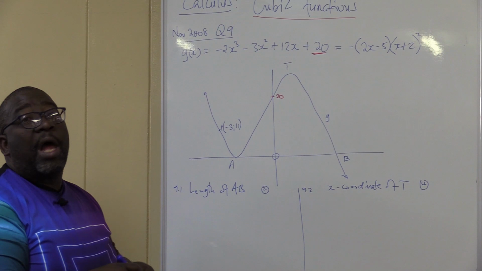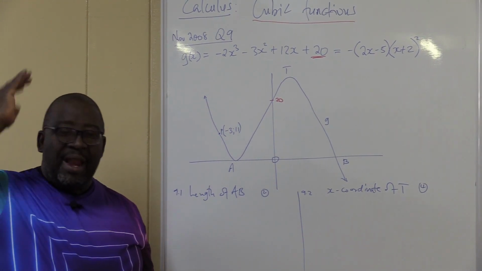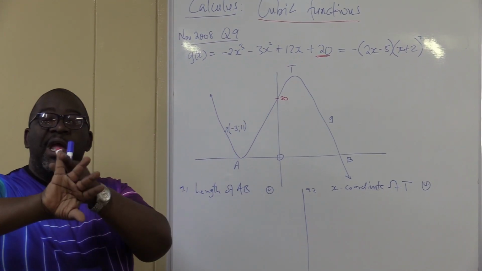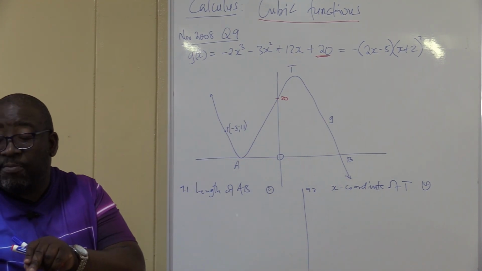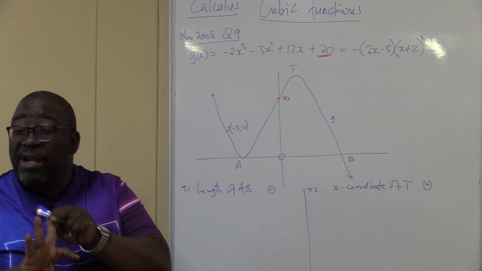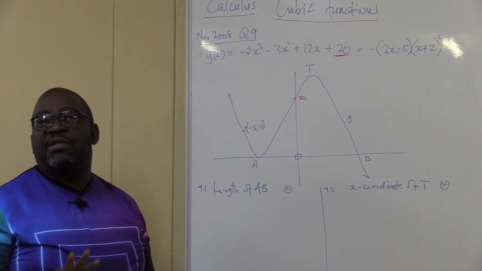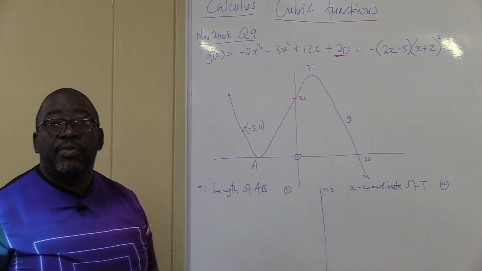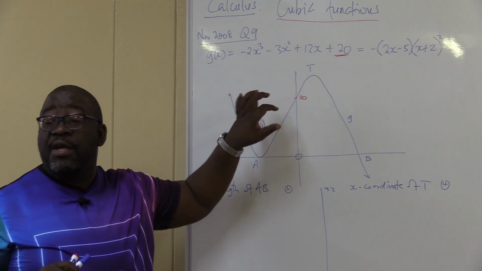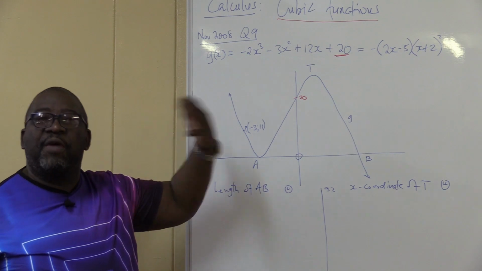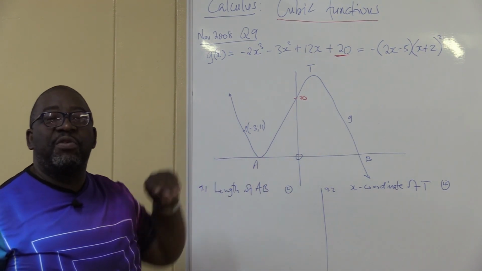Okay. I said think along the 4 points. Number 1 is the y-intercept. That's why I'm putting it there. Number 2, the x-intercept. Number 3, the turning points. And number 4 is the point of inflection. I've seen the y-intercept. I've discussed it, I've talked about it, and I've put the value there.